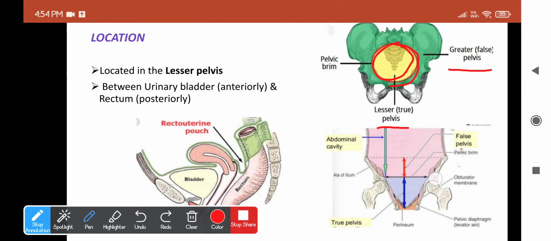So you can see from this diagram you have the pelvic inlet, which is this line. Above this is the greater pelvis or the false pelvis, and below this part is called the lesser pelvis or true pelvis, and the uterus will lie in this area called the lesser pelvis. It will have the urinary bladder in front and rectum behind. So this will be the location of the uterus.